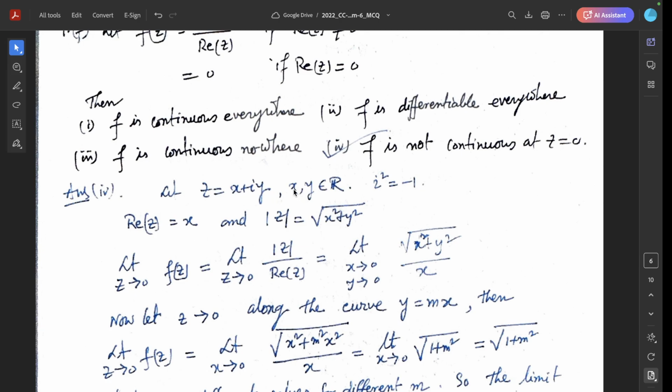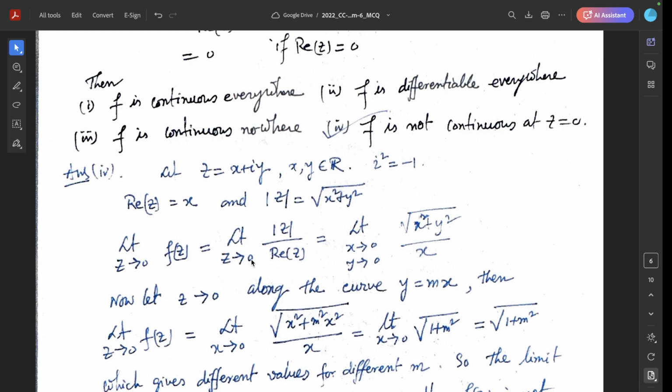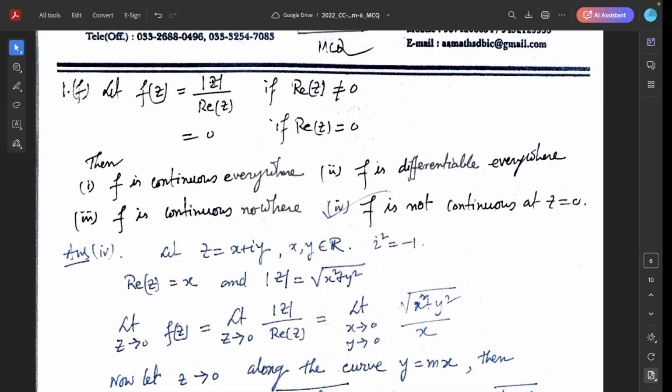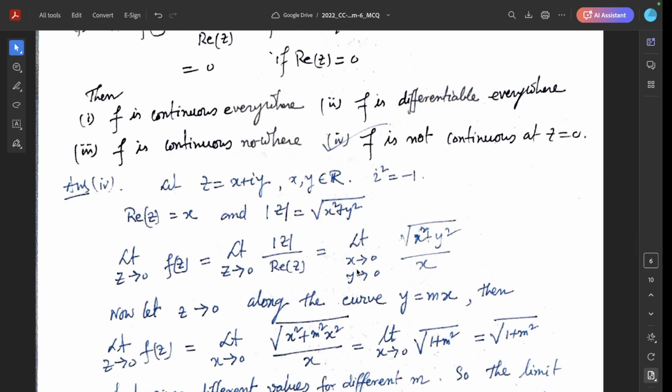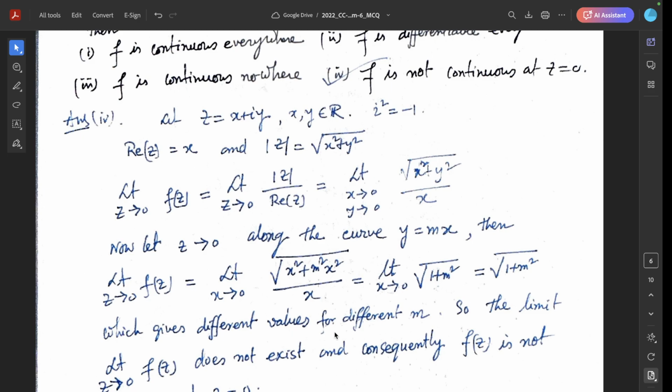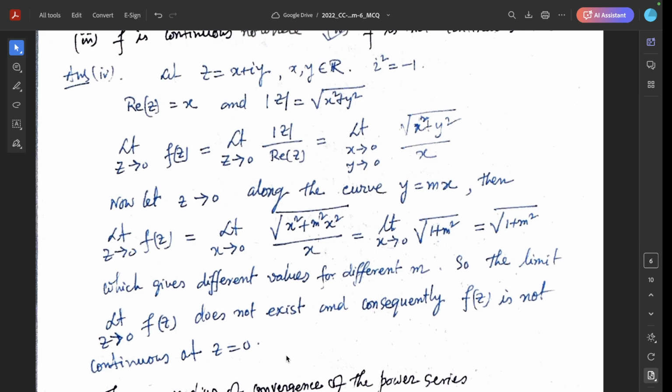Let z equal to x plus iy, where x and y are real numbers, and i squared equals minus 1. Then real part of z equals x, and modulus of z is equal to the root of x squared plus y squared. Now the limit as z tends to 0 of f(z): obviously z is not equal to 0, so we can take the value of f(z) as modulus of z by real part of z. This is equal to the limit as x tends to 0, y tends to 0, of root of x squared plus y squared divided by x. Let z tend to 0 along the curve y equal to mx. Then we put y equal to mx here, so the limit becomes root of 1 plus m squared, which gives different values for different m. So the limit of f(z) does not exist, and consequently f(z) is not continuous at z equal to 0.